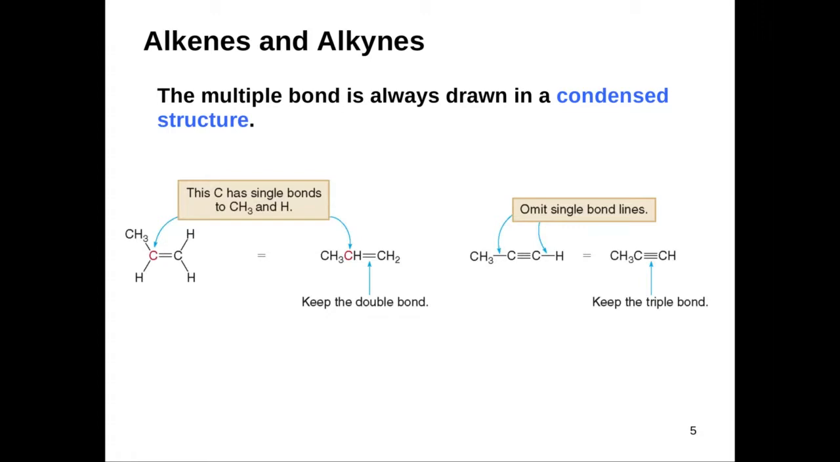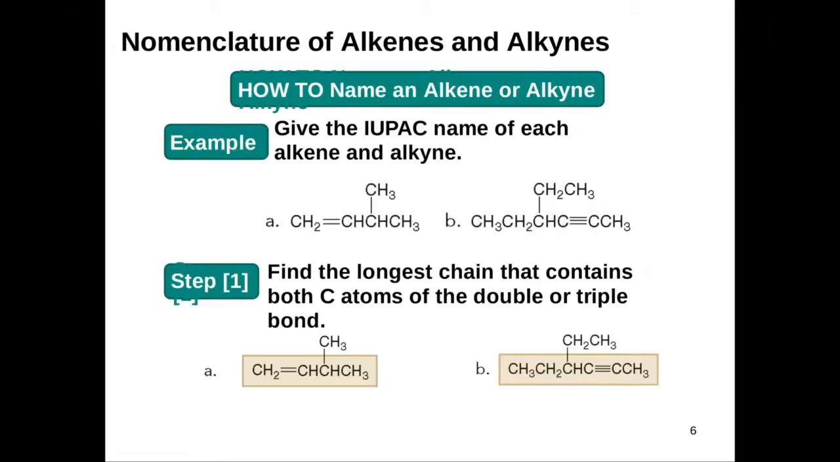We just have to show those double and triple bonds. So let's talk about how we name these, because that's part of this course, right? We have to talk about how we use IUPAC to name things. So we'll start off with these two compounds, A and B. These are their chemical formulas. They're not too different. We have an alkene and an alkyne.